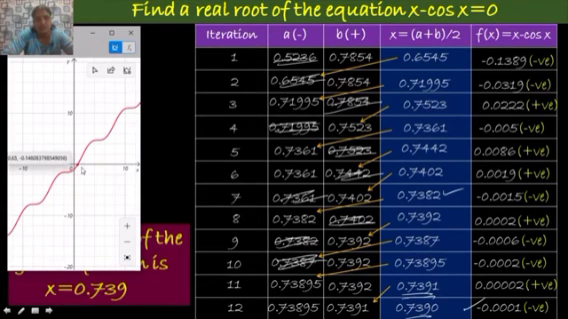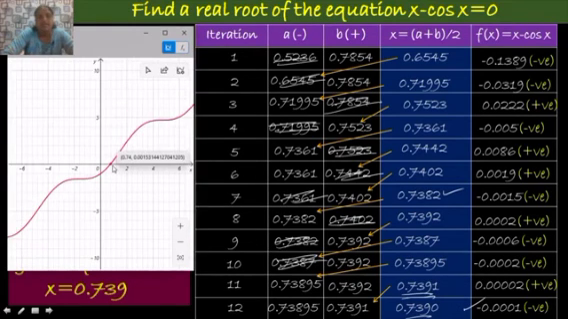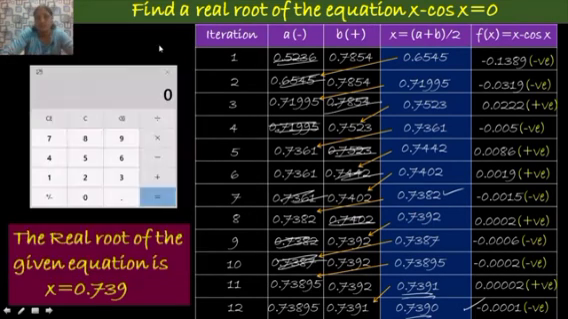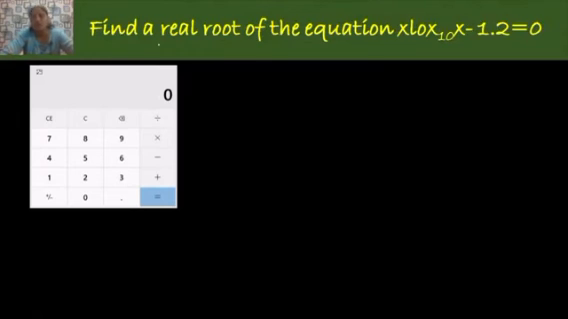So, let me find at what point it cuts the x-axis. It cuts the x-axis at 0.74. So, that is the root of the equation, isn't it? So, if you plot this in a graph and it cuts the x-axis at 0.74, that gives you the root of the given equation in a graphical method. This is for your understanding purpose only: if you plot the curve, how it looks like and how to get the root of the equation. Let me now move on to the next example.